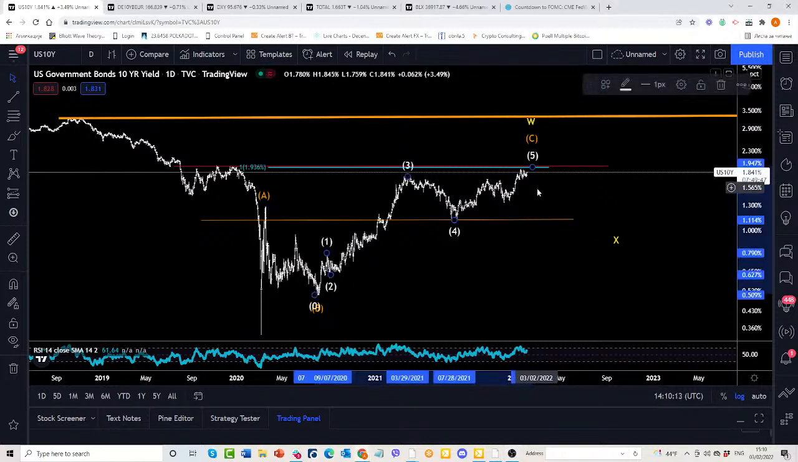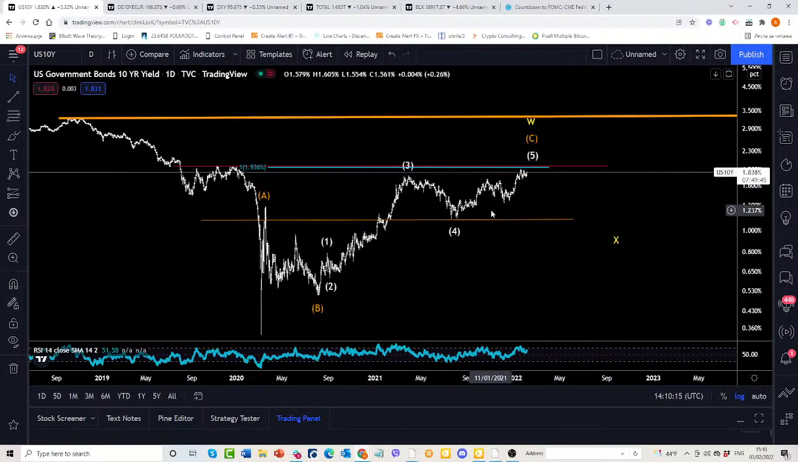So I'm very interested to see what the rates are going to do here. If we start to move decisively on the upside in rates, we will have to turn this to be more impulsive, even up to 3.3% in the next couple of quarters. So I'm still going to keep this wave count.